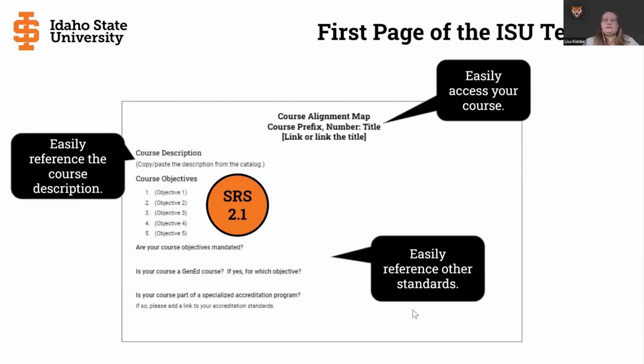So this is the first page of the ISU template for a course alignment map. It starts with right there in the center having your course objectives, which is the first alignment standard, specific review standard 2.1.